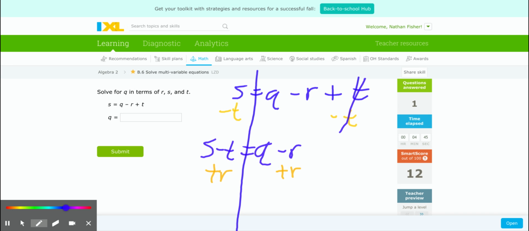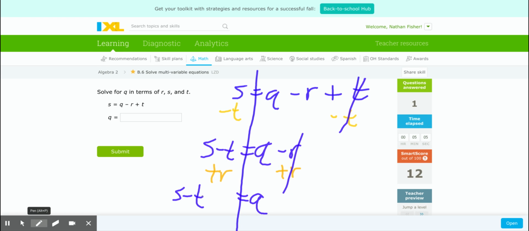When I do that, those cancel, and I just have the Q that I'm looking for. I have my equal sign in the middle, so those are the first two parts of my answer. And then again, these don't really combine, so I just have to rewrite, as S minus T plus R. So now I have the variable I'm looking for, equal sign, then everything else on the other side.